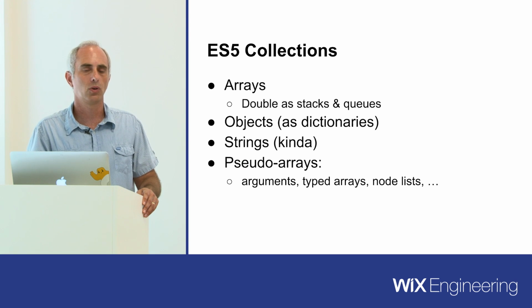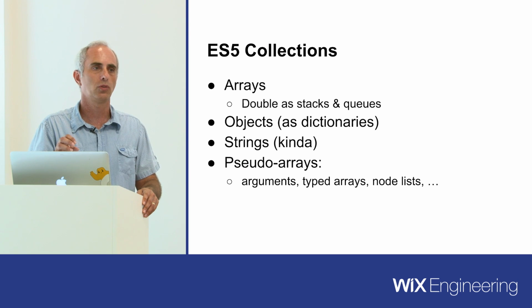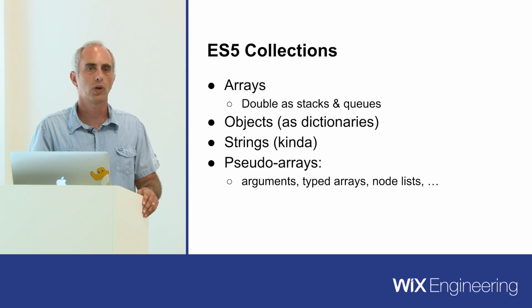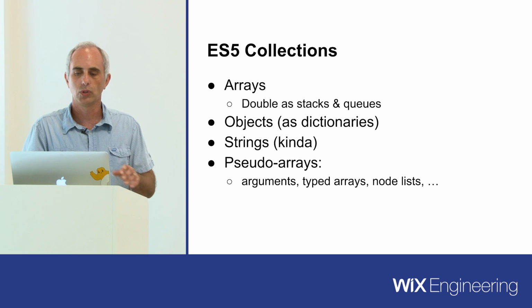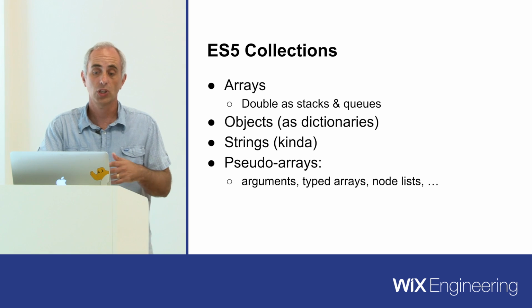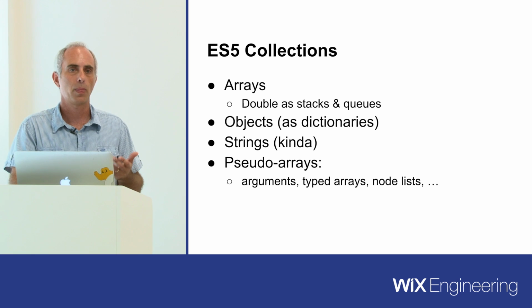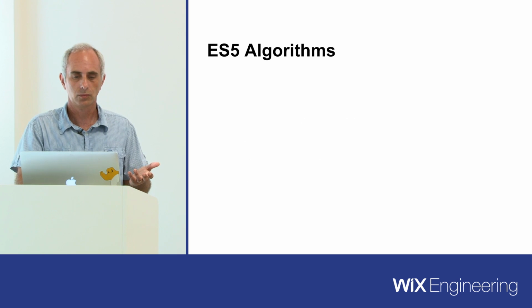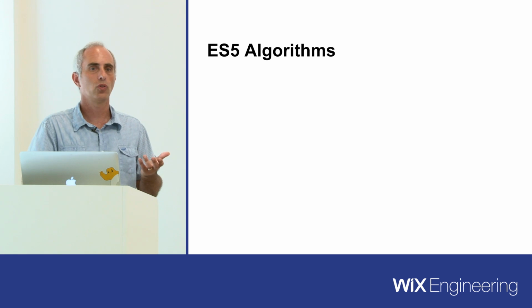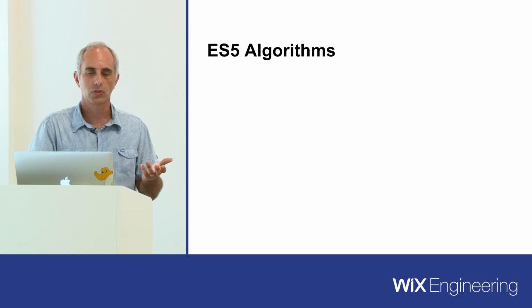There are also typed arrays. There are node lists. Node lists are objects that are returned by some DOM functions that return a list of nodes. For example, querySelectorAll would return a node list, which kind of, again, looks like an array, but isn't quite an array. So ES5 also has a couple of algorithms.